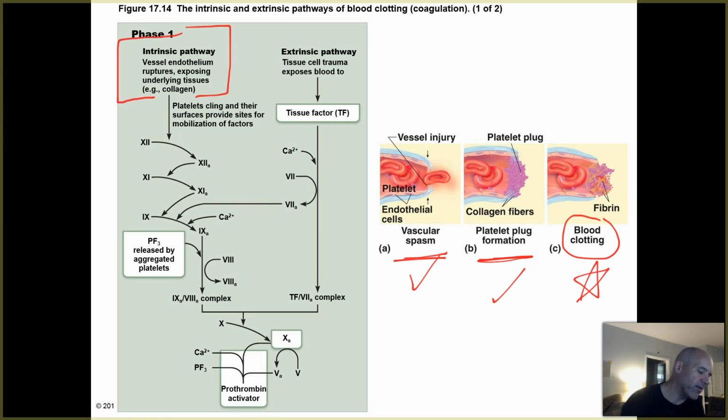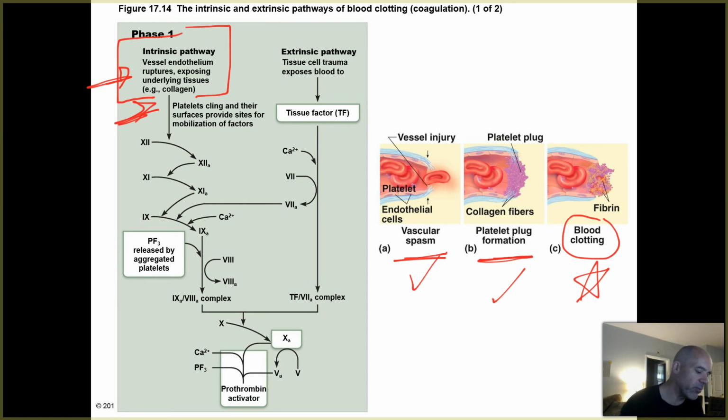All right, and as you can see here, this gets triggered by a blood vessel rupturing. The endothelium, the inner lining, gets ripped open, and that exposes underlying tissues. So blood vessel walls are, at a microscopic level, made of multiple layers, and one of those layers includes connective tissues where you have collagen. So exposed collagen attracts platelets, like we've heard about before. And then the platelets actually start attracting some clotting factors.